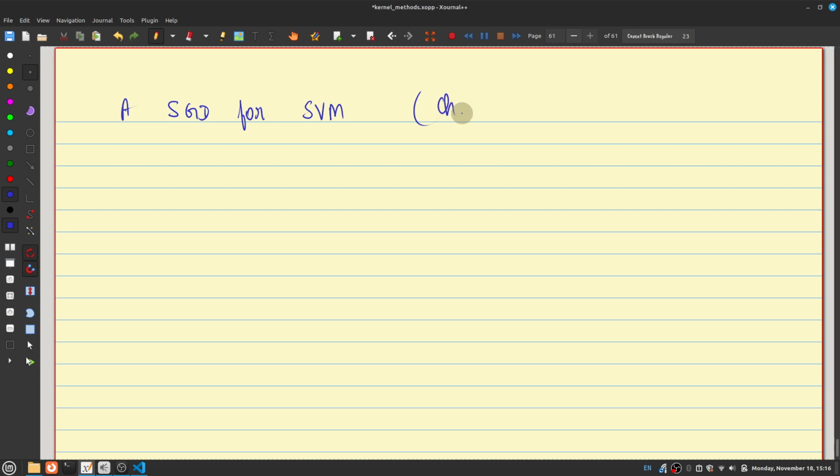You can see chapters 14 and 15 of the Understanding Machine Learning book, the book by Shai Shalev-Shwartz and Shai Ben-David. That has more details on how this is derived and so on.